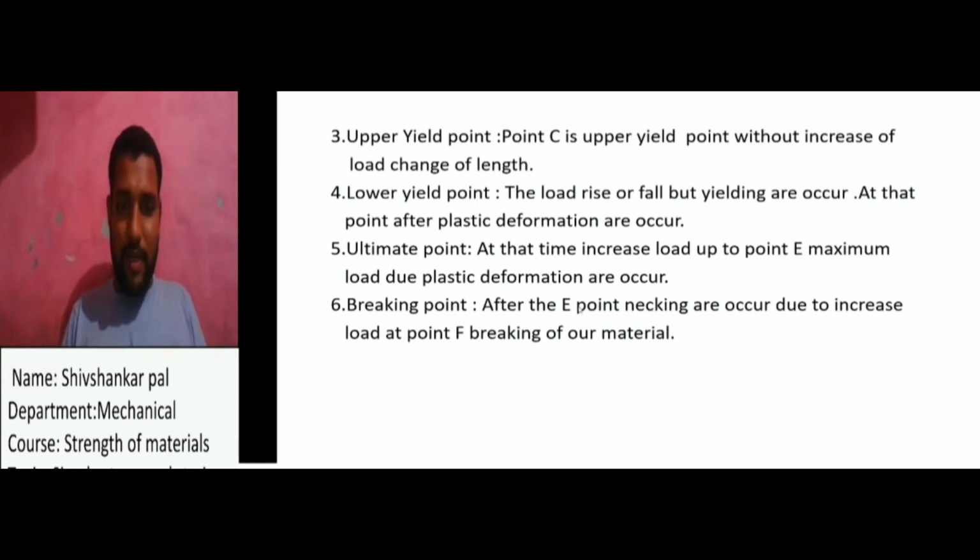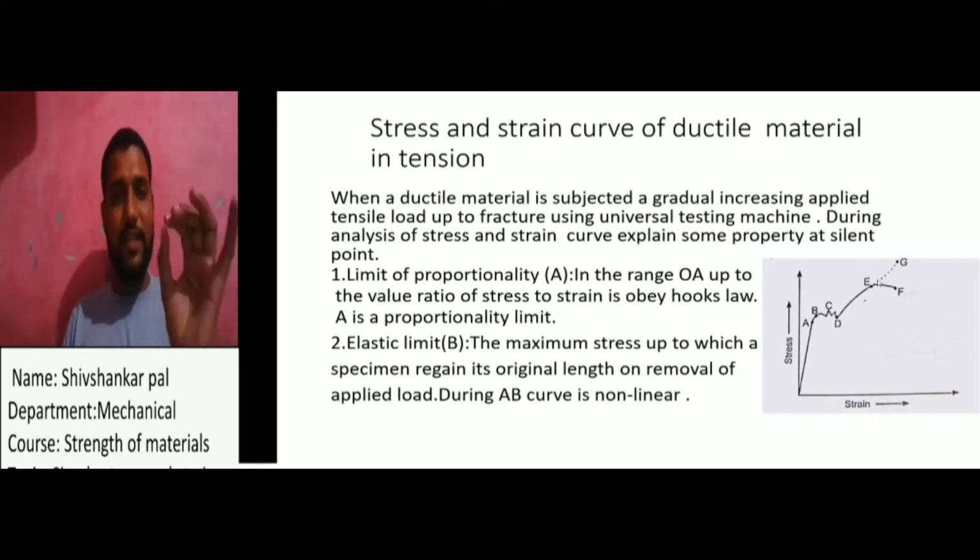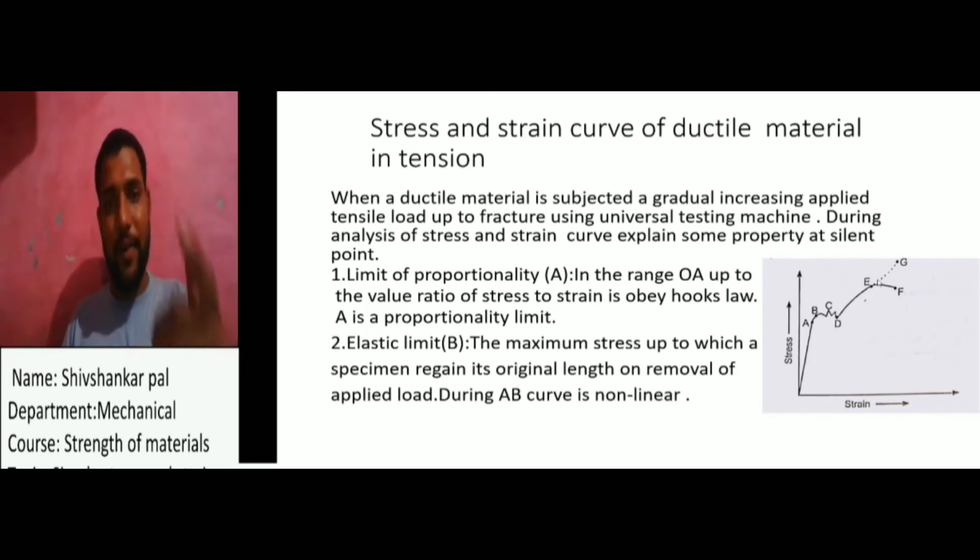And the breaking point: after point E, necking occurs due to the increasing load, and at point F our material breaks. Simply, he said that after yielding, necking formation starts. A small hole appears in our material, which means the necking has started. As necking increases, the material starts to fracture, and at point F our material fails.